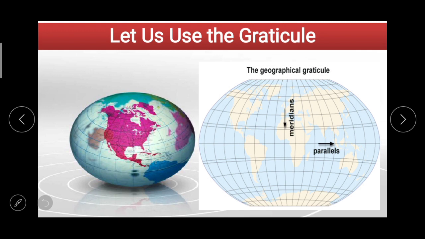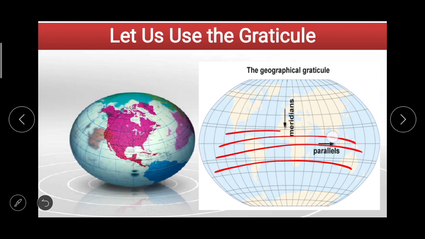and questions based on it are given. So the first question which we have to answer by observing the globe: what are the horizontal lines on the globe called? And the answer is parallels of latitude.